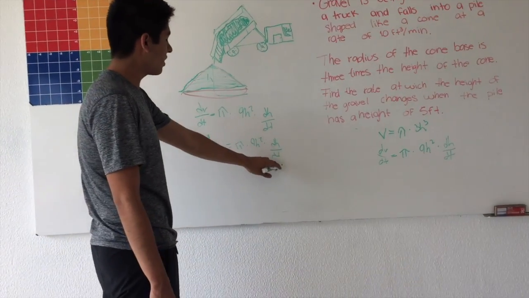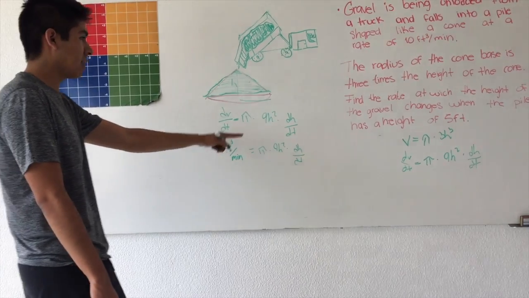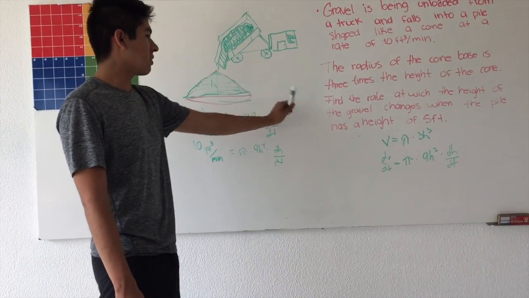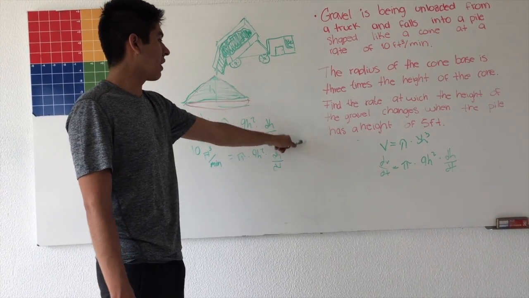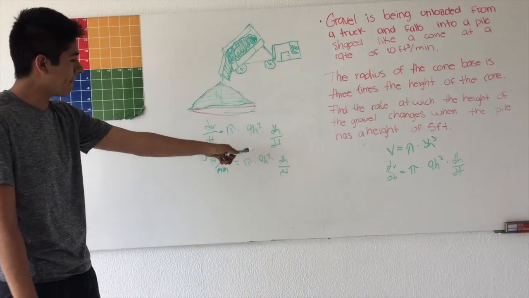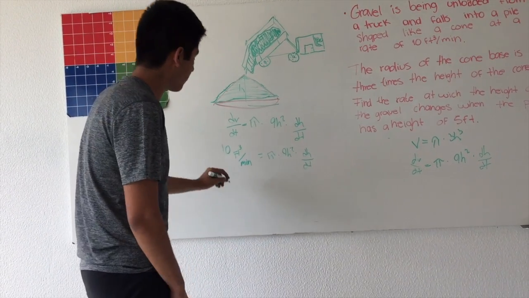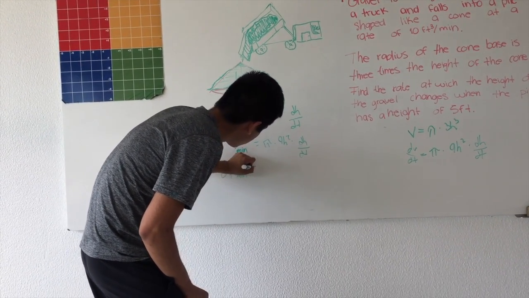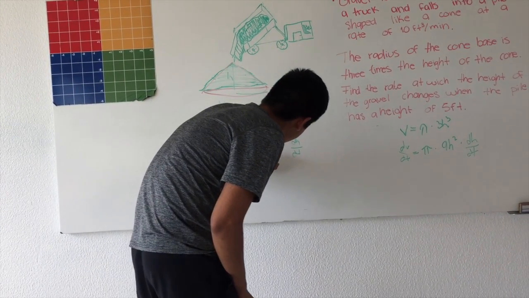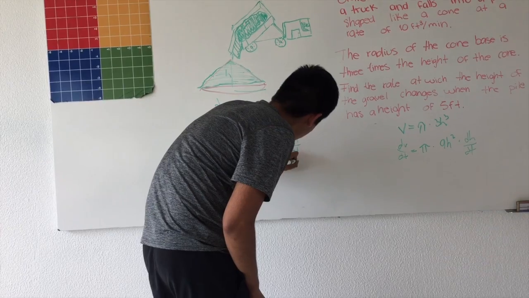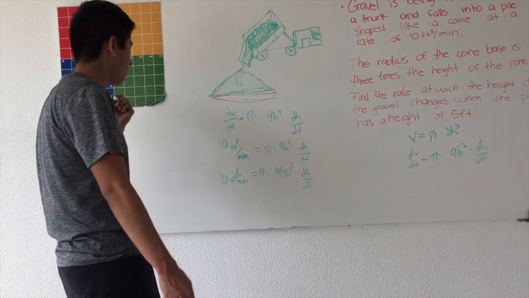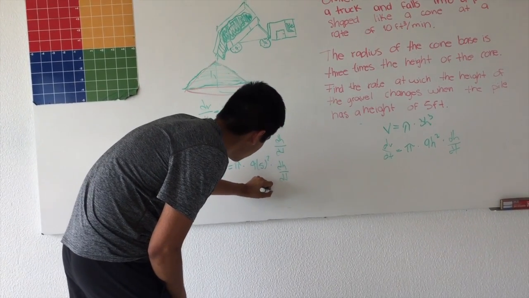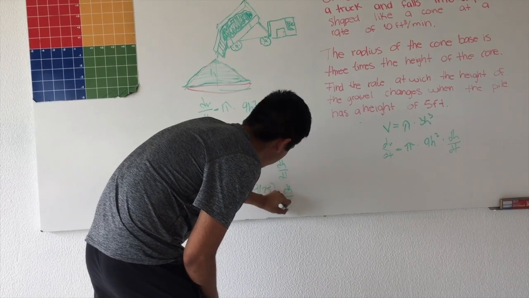This dh over dt is the variable that we want to get in order to get the rate of change when the height of the gravel changes. So now, as the problem says, we need to get the rate when the cone has a height of 5 feet. So we substitute this h with 5 feet. So we get 10 feet cubed over minute is equal to pi times 9 times 5 squared times dh over dt. So now we don't have another variable. So we get pi times 9 times 25 times dh over dt.